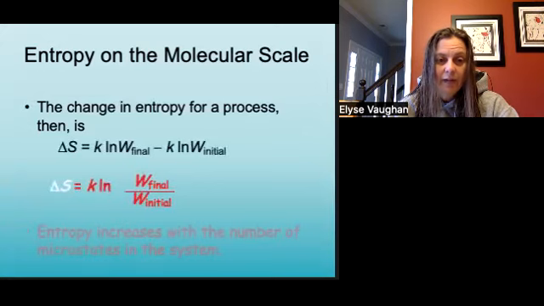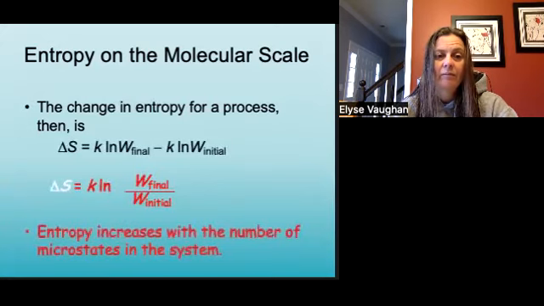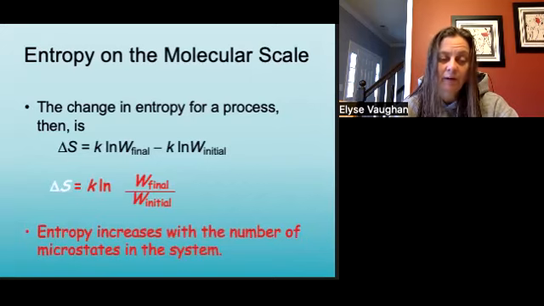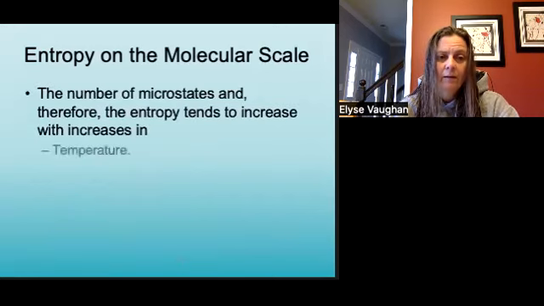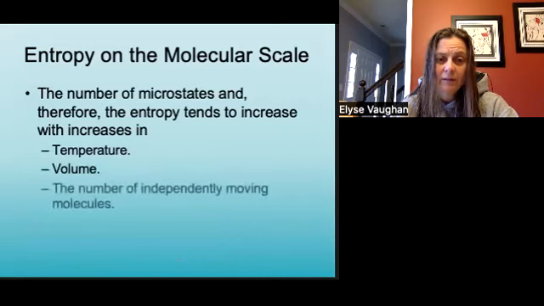So this is just turning all of that into math. So we can say that the change in S is equal to k times the natural log of the final number of microstates divided by the initial number of microstates. So the more the number of microstates increases, the more the entropy increases. The number of microstates is going to increase with increases in temperature, increases in volume, and increases in the number of independently moving molecules. So all of these are things that you have known, but we're just delving a little bit deeper into the why.